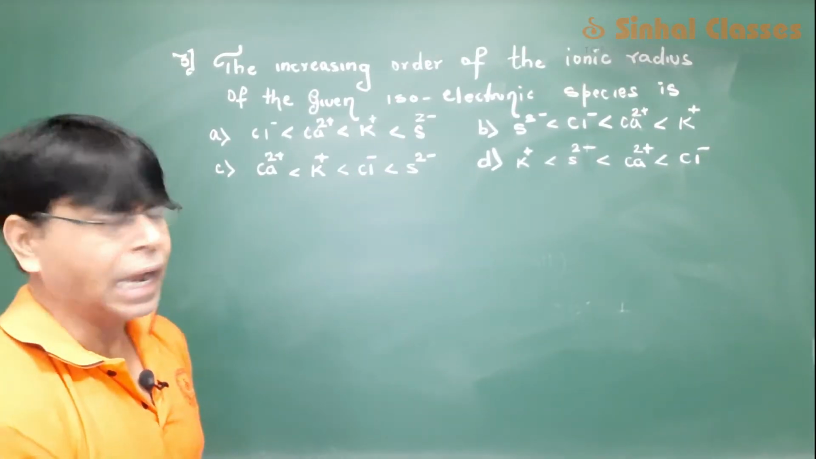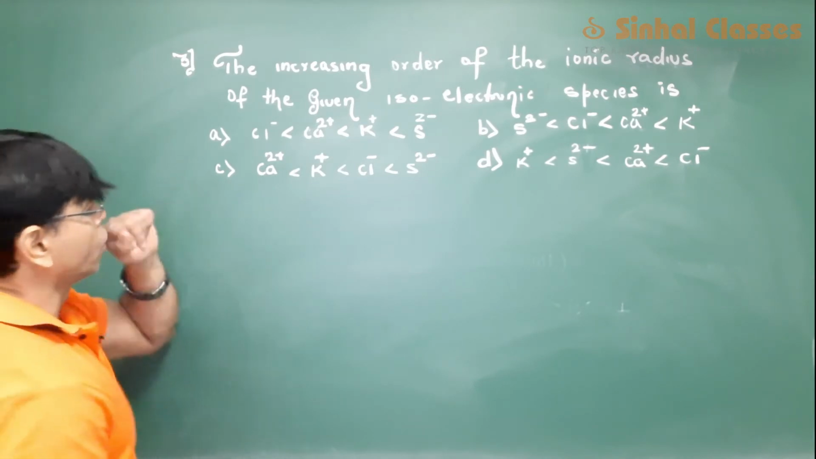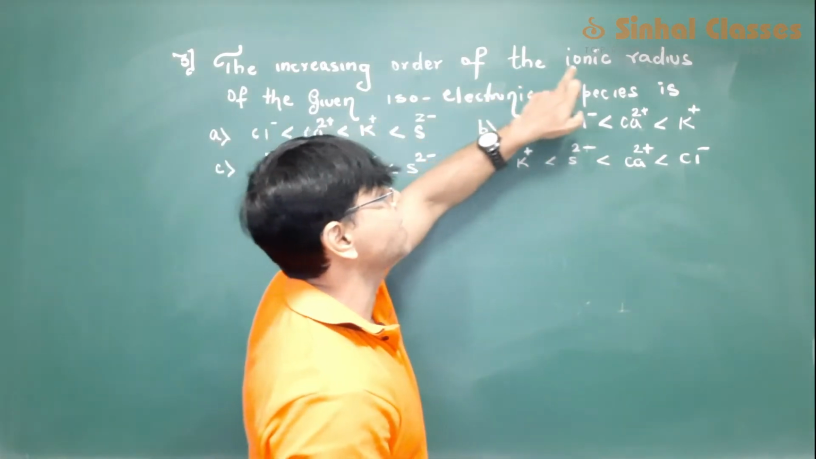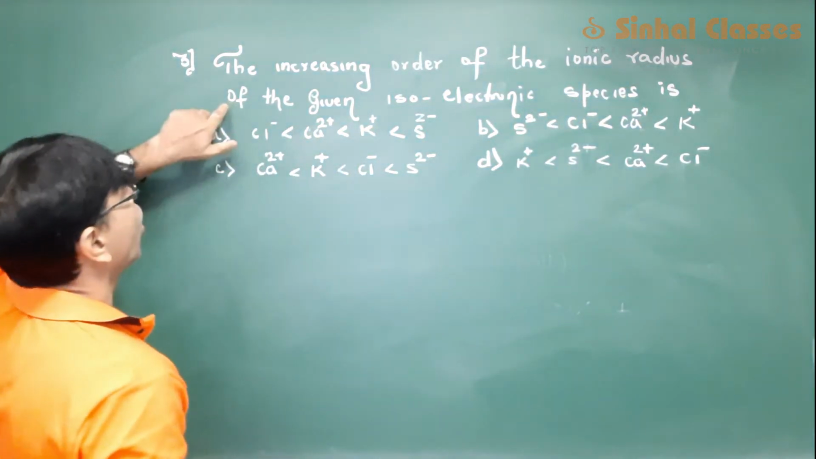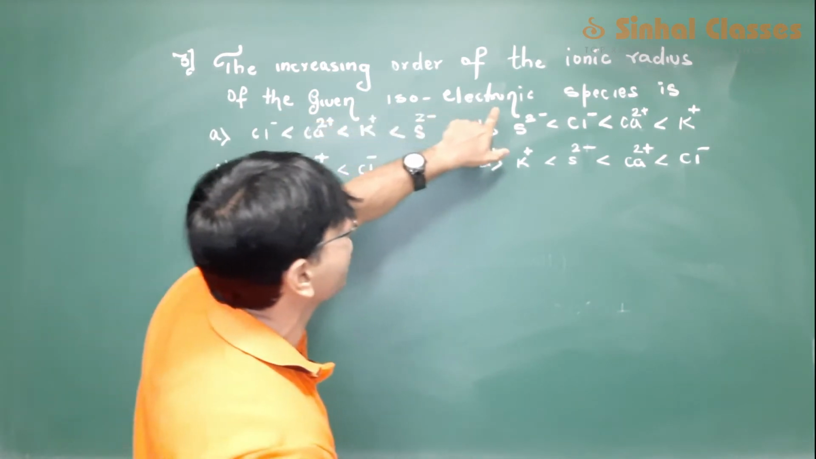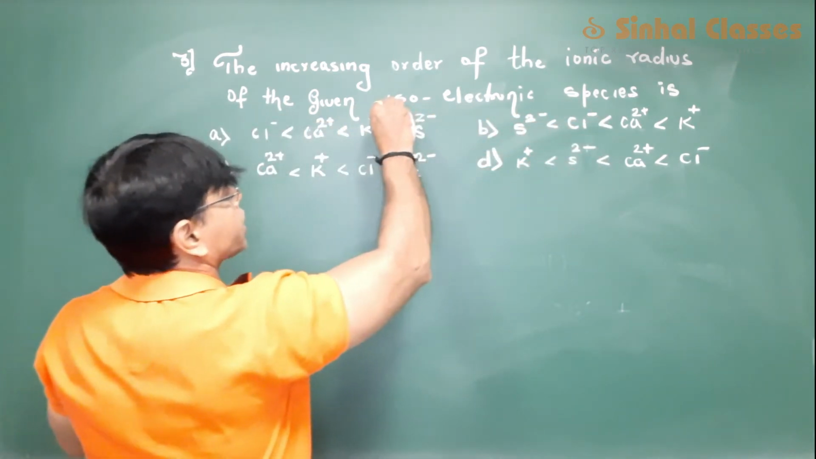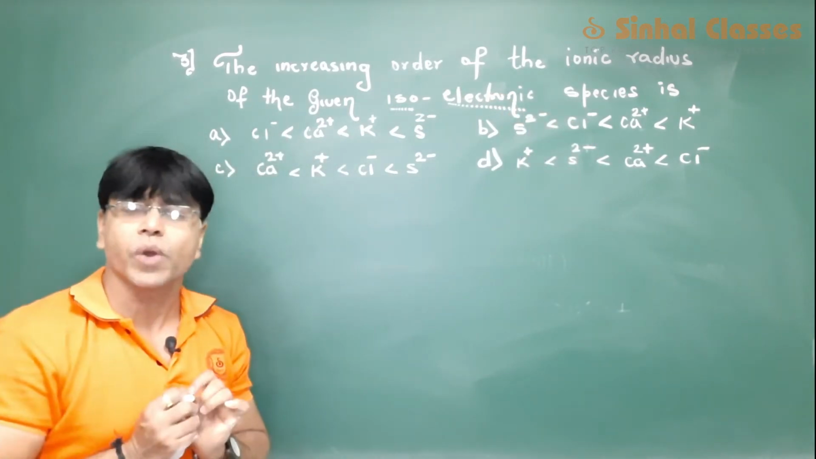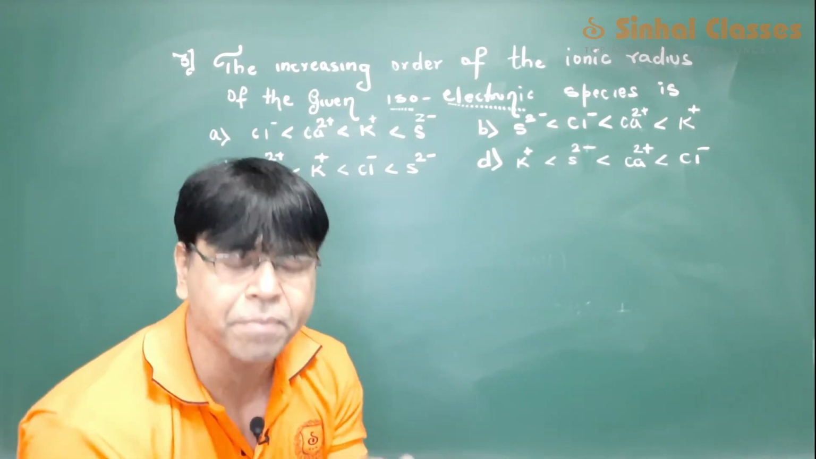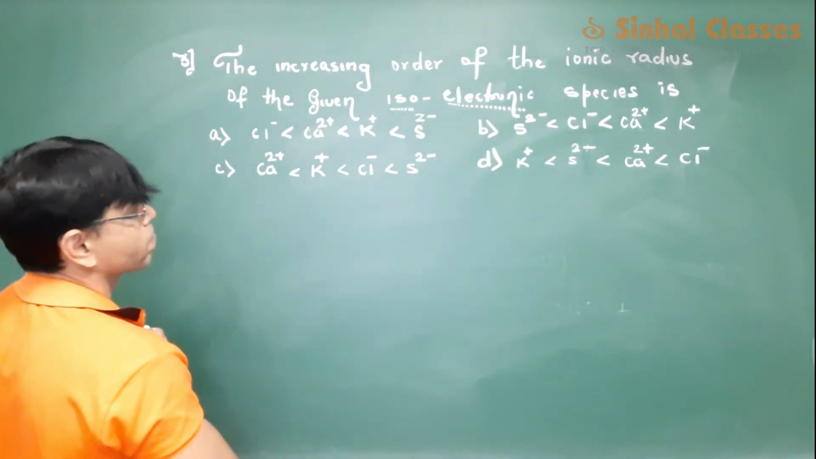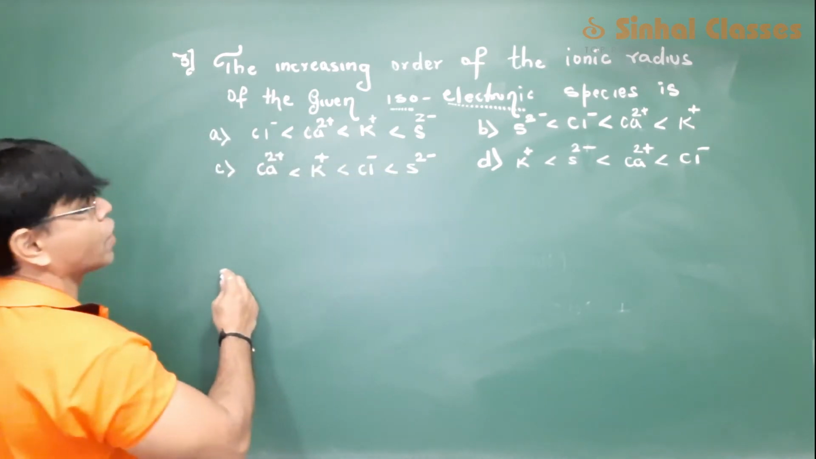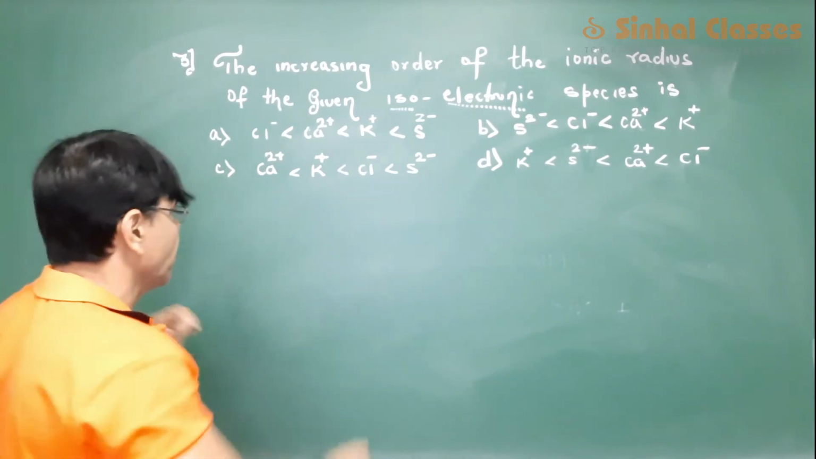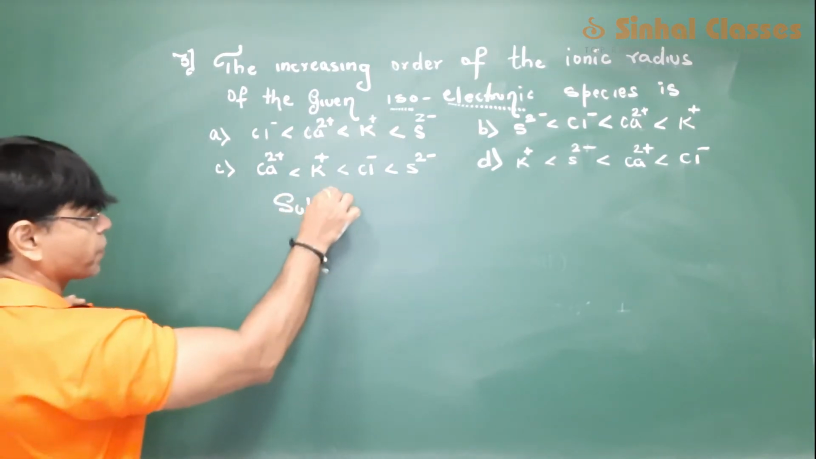Okay, student. Let's see question number 3. Question number 3 says, the increasing order of the ionic radius of the given isoelectronic species. What is the meaning of the word isoelectronic? Isoelectronic means having the same number of electrons. So you want the increasing order of ionic radius. Okay. So let's see how to solve this question.